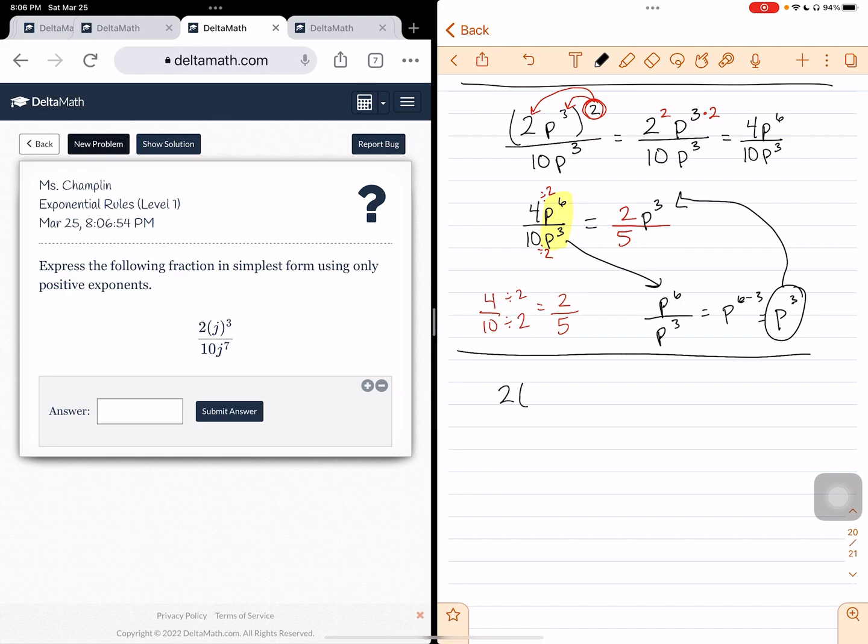So this one I have 2 times j cubed, 10j to the 7th. Now here you see that the 3 up in the top is only attached to the set of parentheses. So this 2 over here is not going to get that exponent of 3, just the j. So this is equal to 2j cubed over 10j to the 7th. Okay.